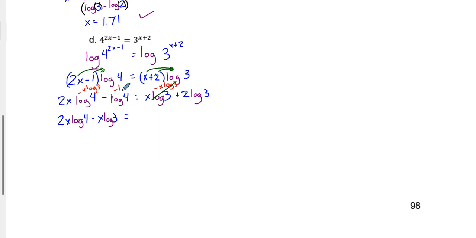Subtract that log 4 from both sides. So on the right side, we have a 2 log 3, subtract a log 4.